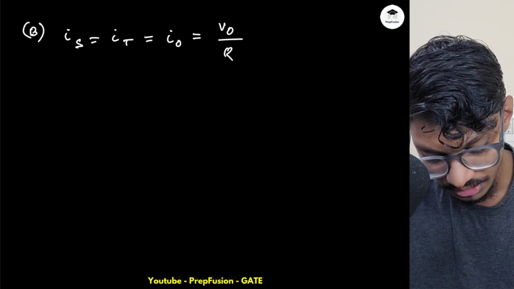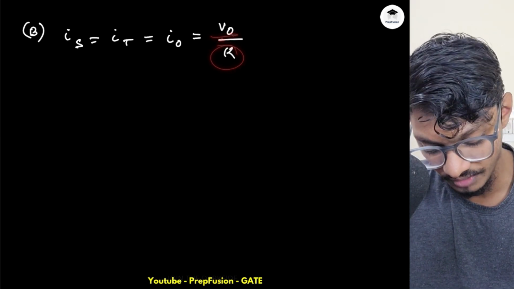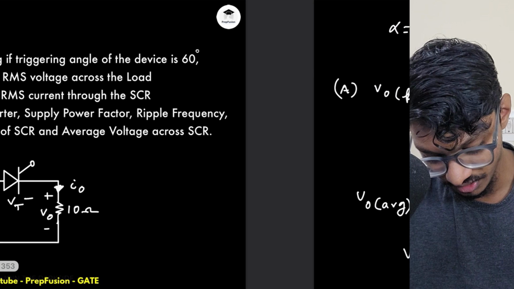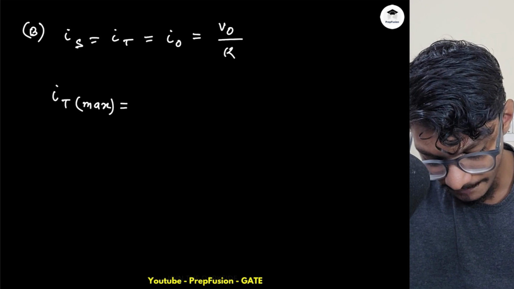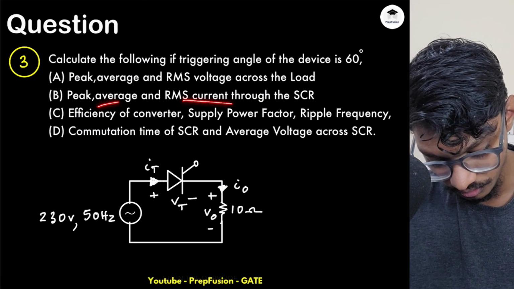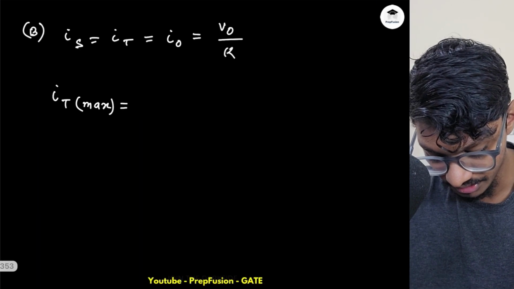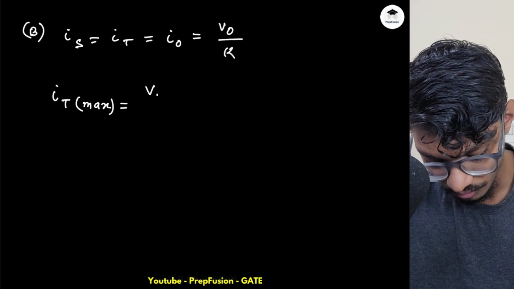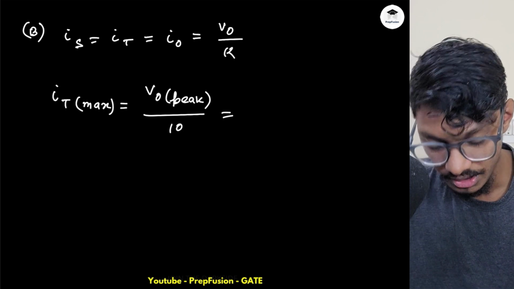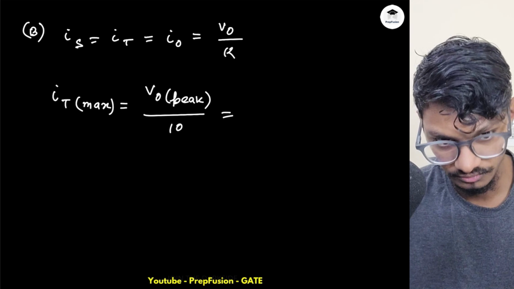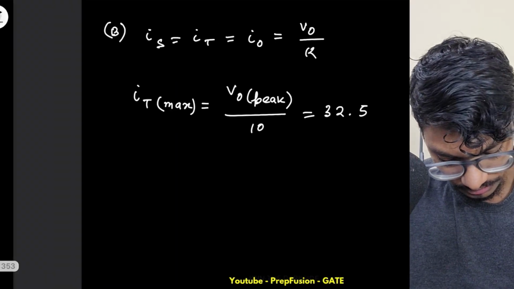So basically I have just computed the values of VO, and I will just replace the value of R here. R is 10, so whatever I have computed, everything will get divided by 10. They have asked us for the peak, average and RMS current through the SCR. So IT max will be simply 325.3 divided by 10. Because R is constant, VO peak is divided by 10. So this will be 32.5 some value.